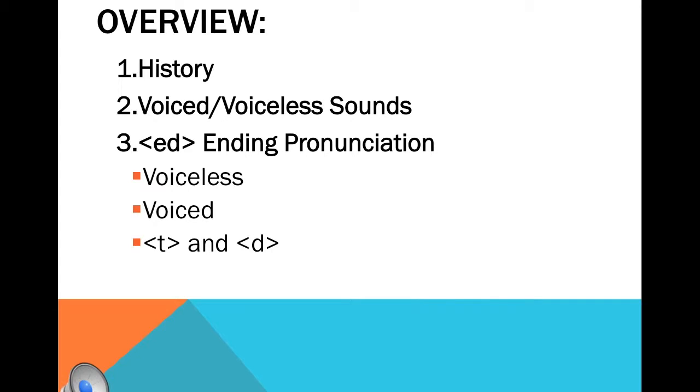By focusing on whether the final verb sound is voiced, voiceless, or a T or D, you can now determine whether the ed takes the form of a voiceless t, a voiced d, or an id sound.